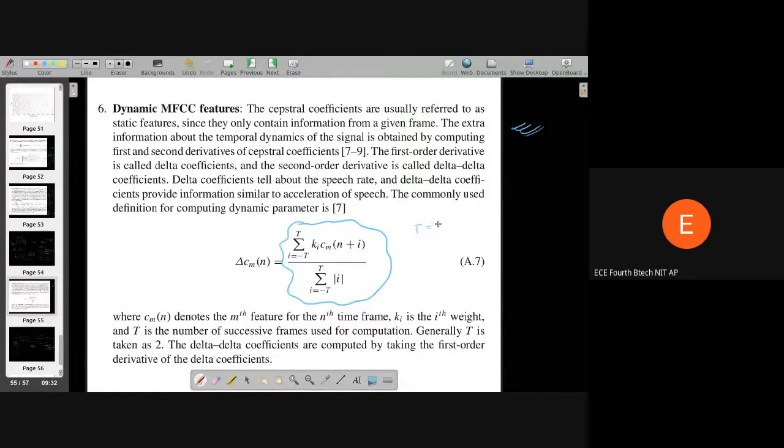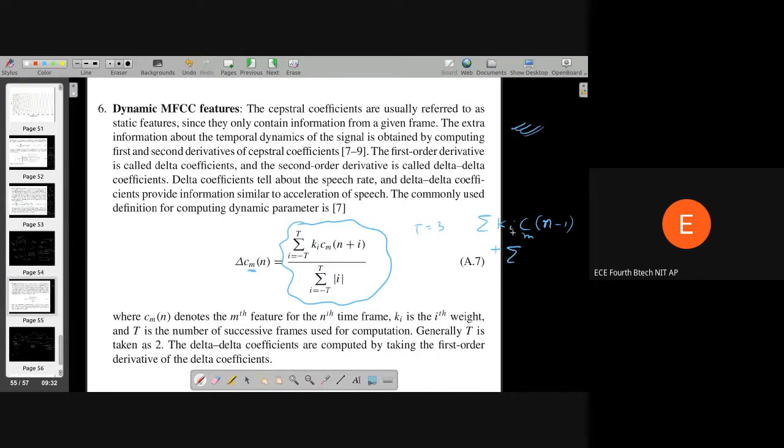Let's say t equal to 3. Okay, so you have some value k_i. We don't know that at the moment. C of n minus 1 for a particular coefficient, plus k of minus 1 basically, plus k of 0 c of n plus k of 1 c of n plus 1.